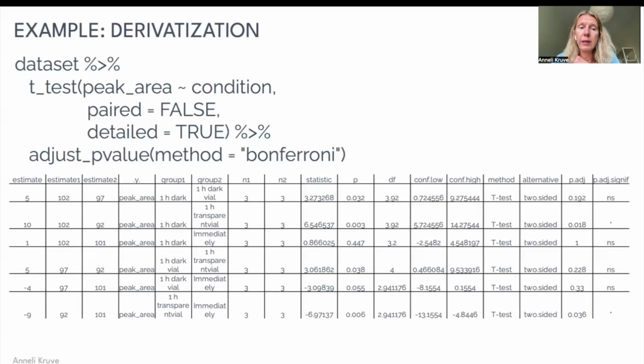And here we will see that only keeping the sample for 1 hour in the dark, and keeping the sample in a transparent vial is different. So row number 2, the last row as well, immediate analysis without any storage time versus keeping the sample in the transparent vial are statistically significantly different.